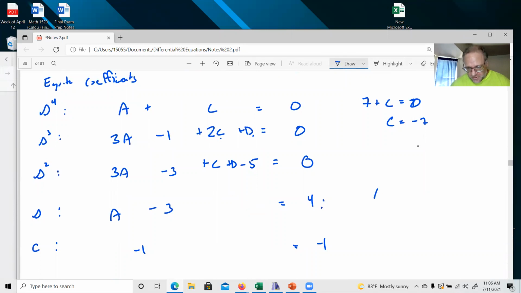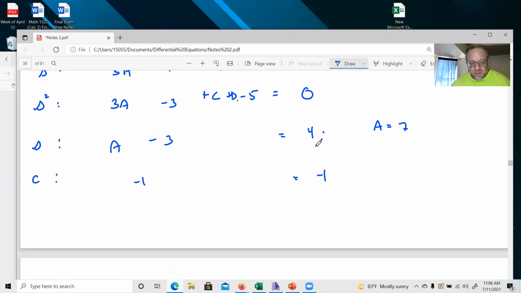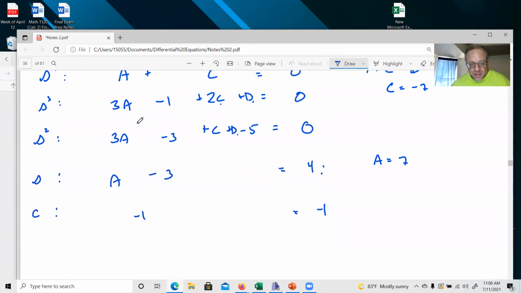So a is still 7. Okay. But we have a d here, we have a d here. Cubed and squared. Your choice. Doesn't matter which way you do it. Okay. So if we have 3 times 7, picking the s cubed term, right? So we have 3 times 7 minus 1 plus 2 times negative 7 plus d is equal to 0.